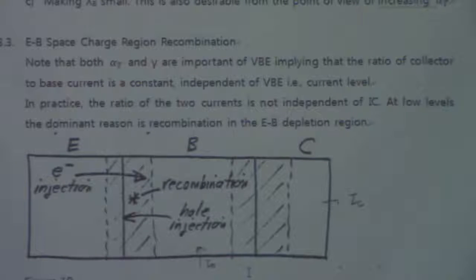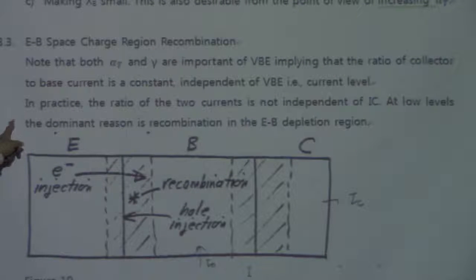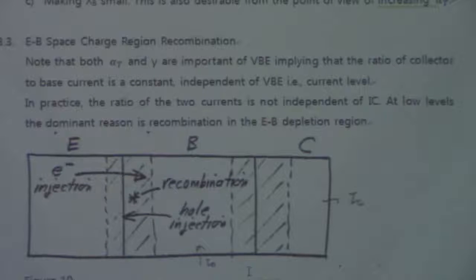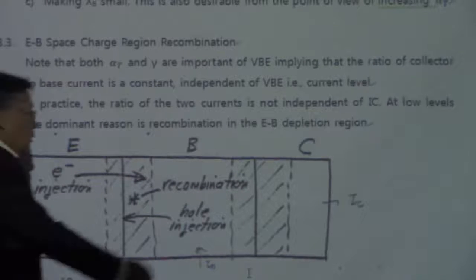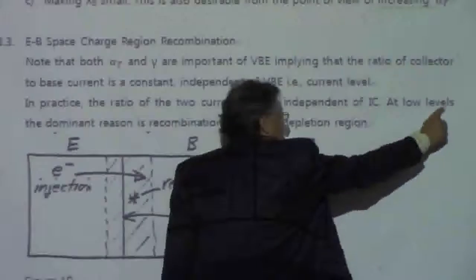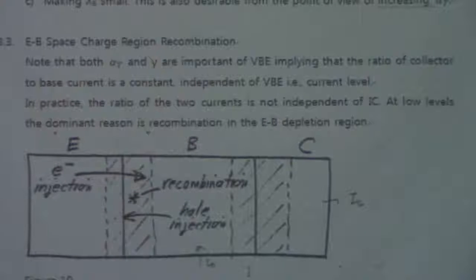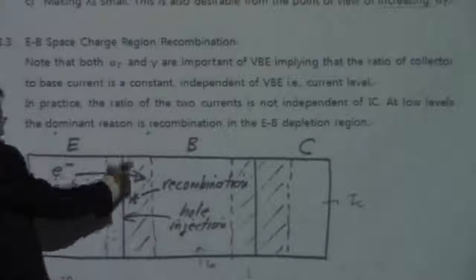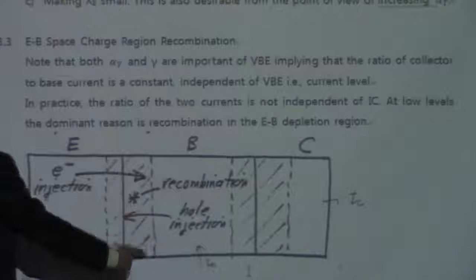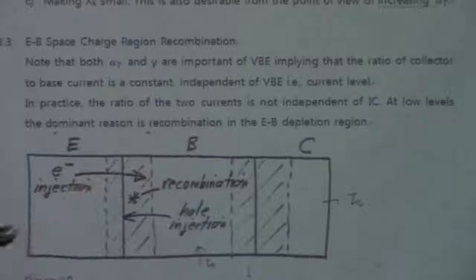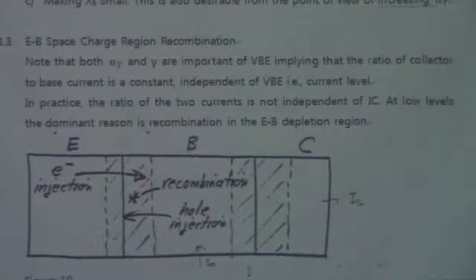collector current. At low levels, the dominant reason is recombination in the emitter-base depletion region. So the important thing is that at low levels of the emitter-base voltage, the recombination in the space charge region between emitter and base is going to matter.